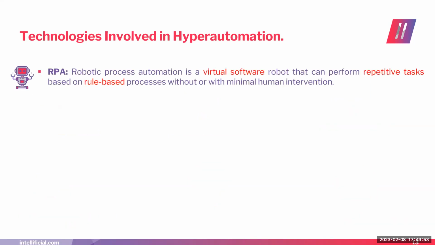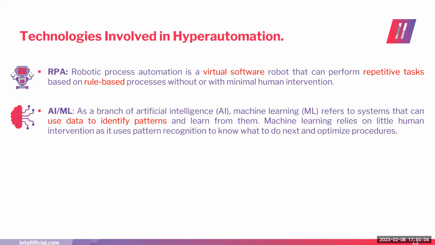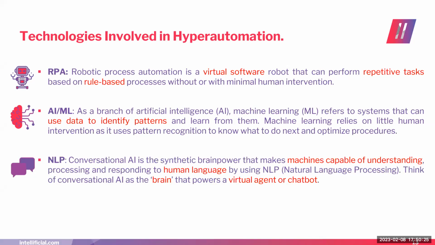RPA, robotic process automation, is a virtual software that can perform repetitive tasks based on rule-based processes with minimal or no human intervention. AI/ML, a branch of artificial intelligence, or machine learning, refers to the use of data to identify patterns and learn from them. Machine learning relies on little human intervention, as it uses pattern recognition to know what to do next and optimize procedures. NLP, conversational AI, is the synthetic brain power that makes machines capable of understanding human language. It is often regarded as the brain of the virtual agent or chatbot. Recently, you might have seen ChatGPT-3. It's powered with NLP technology.